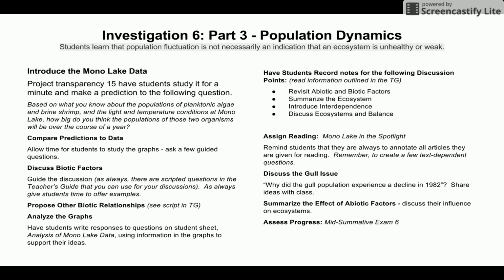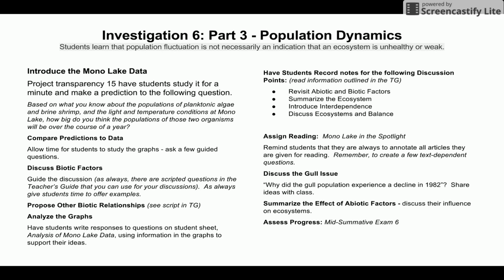Discuss ecosystems and balance. Assign Mono Lake in the Spotlight as reading. Remind students that, as always, any articles they are given, they should annotate. Remember to create a few text-dependent questions. Discuss the gull issue related in the reading.